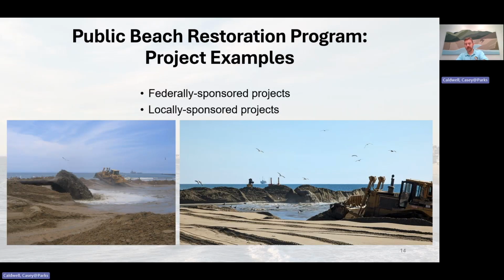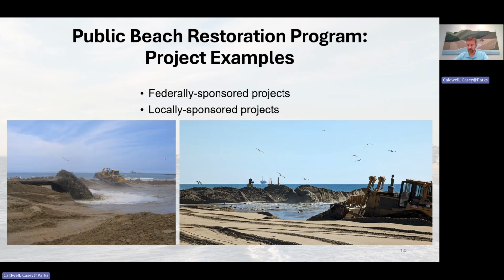Examples of projects funded through this program include several long-term, periodically renewed projects in Orange County and San Diego County that are led by the U.S. Army Corps of Engineers. Pictured here is one of them, the Orange County Beach Erosion Control Project, also known as the Surfside Sunset Project. This is a long-term beach restoration project that began in the 1960s, and since then has periodically renewed Orange County beaches from Seal Beach down to Newport Beach. A picture of construction from 2008 is on the left, and a picture of construction from early 2024 is on the right.